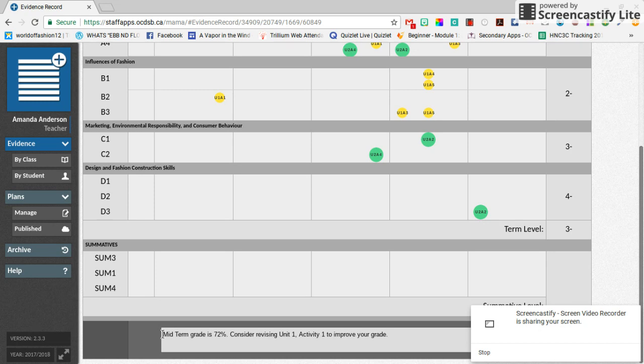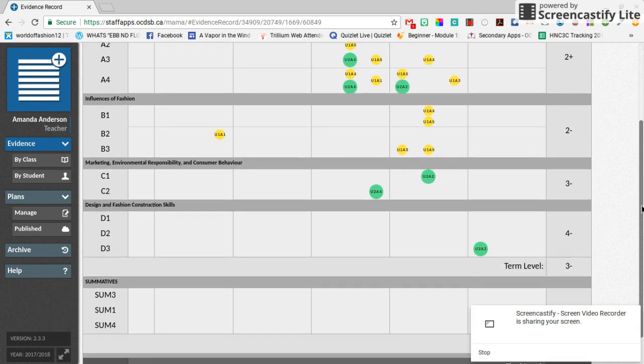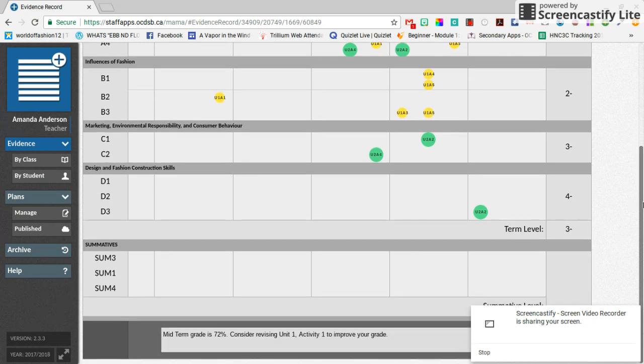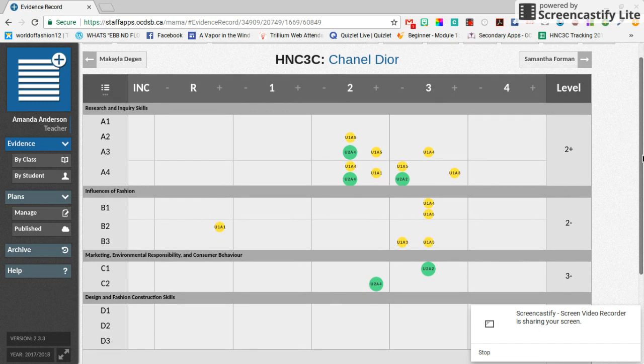Awesome. So after that, I would write the midterm grade here so you have access to the actual percentage, because 3 minus is a range. It's anything from a 71 to a 73. And then if there's something in particular that's weighing down your grade, like for example, this B2, there's only one mark there and it's an R plus. So that's really bringing down that person's grade because all the other things are 3s or 3 minuses. So if there's something obvious that I can give you to improve your grade, I might put a little note here. So other than that, that is the evidence record process.